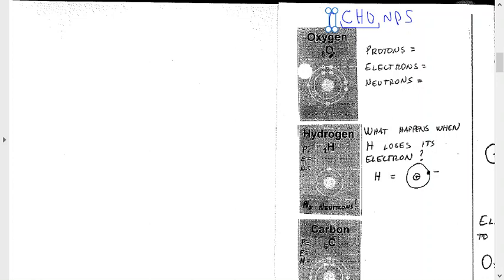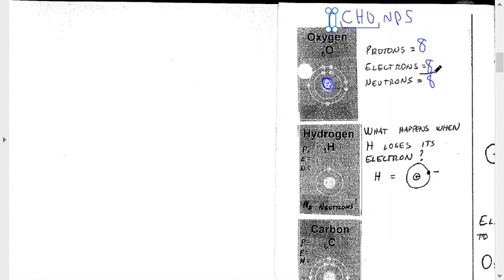So let's look at oxygen. Oxygen has an atomic number of 8, which means it has 8 protons. Remember, those protons are kept in the nucleus. It has 8 electrons. Those electrons orbit around the nucleus. And it has 8 neutrons that, along with the protons, live in the nucleus. I want to focus on the electrons here because the number of electrons is going to determine how these atoms want to bond to other atoms.